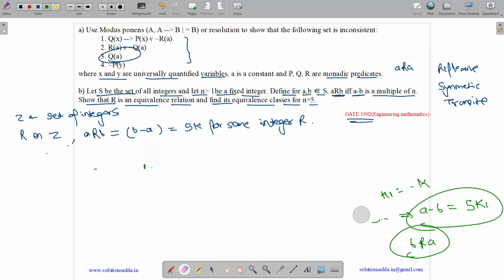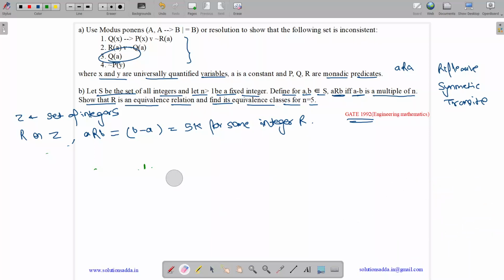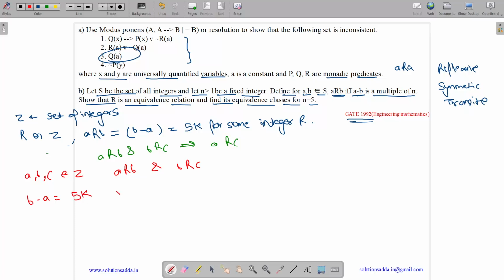Let us see the third property, transitive property. What does transitive property mean? Transitive property means if A is related to B and B is related to C, then it implies A is related to C. So how will we prove this? Assume we have A, B and C belonging to the set of integers such that A is related to B and B is related to C. This is given to us. Then if A is related to B, we can write B minus A is a multiple of 5, which means 5k, and C minus B is a multiple of 5, which means 5m, for some integers k and m. So we have to check whether A is related to C or not. For A being related to C, C minus A should be a multiple of 5.